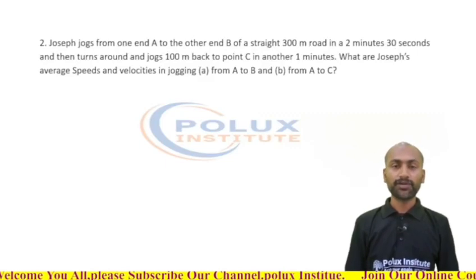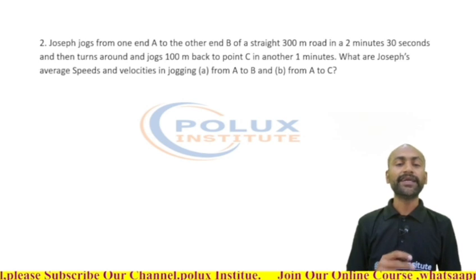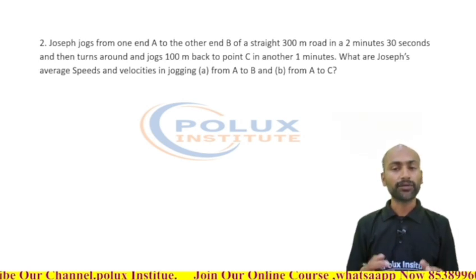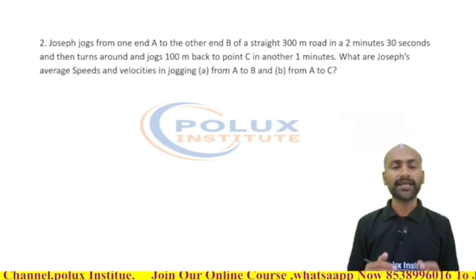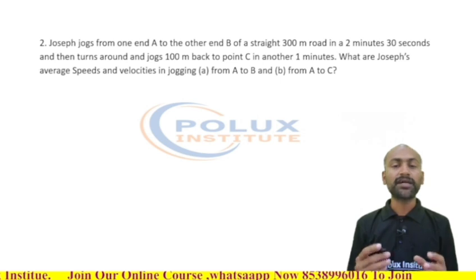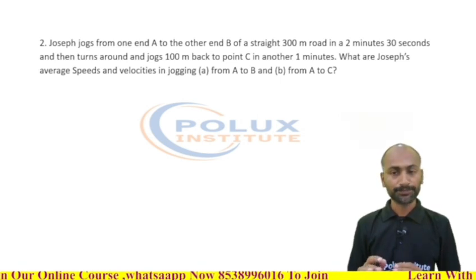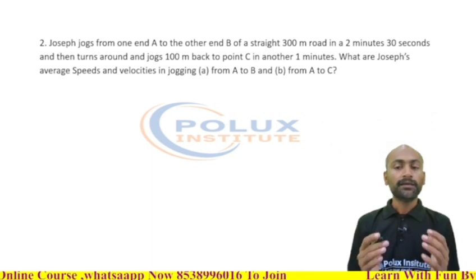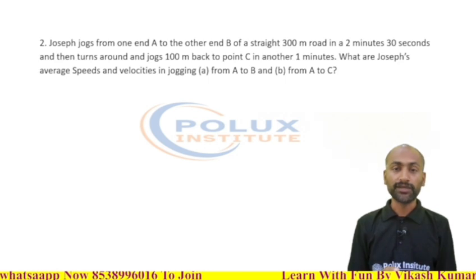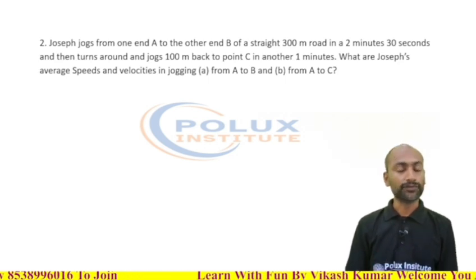Let's see question number 2. Joseph jogs from one end A to another end B of a straight 300-meter road in 2 minutes 30 seconds, and then turns round and jogs 100 meter back to point C in another 1 minute. What are Joseph's average speed and velocity in jogging? Case 1 from A to B and case 2 from A to C.